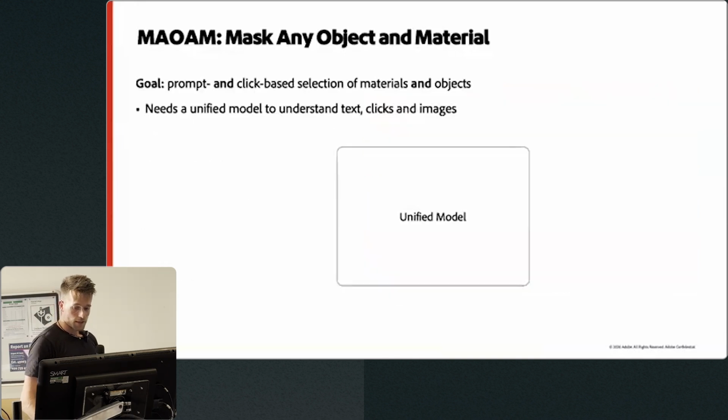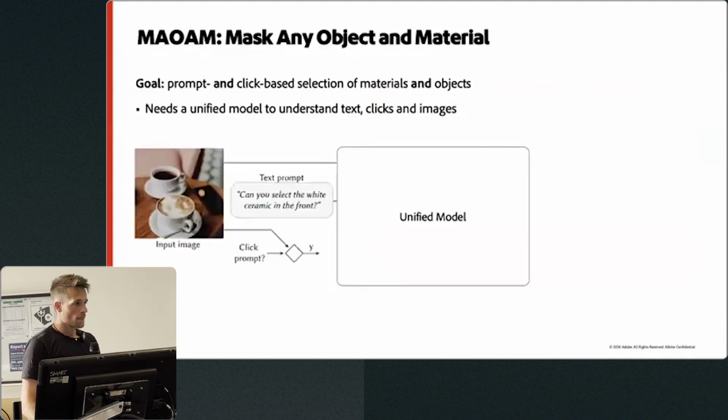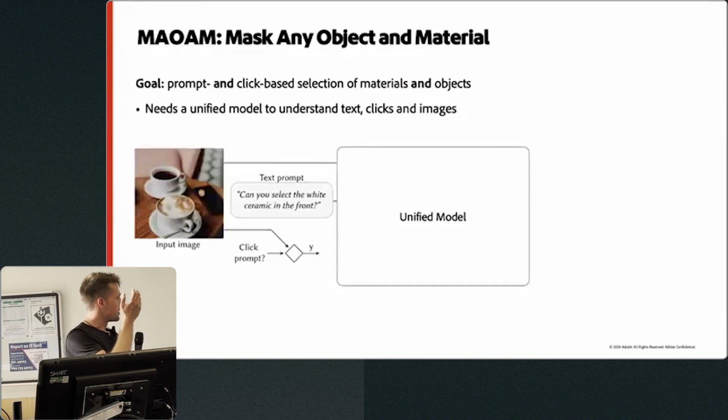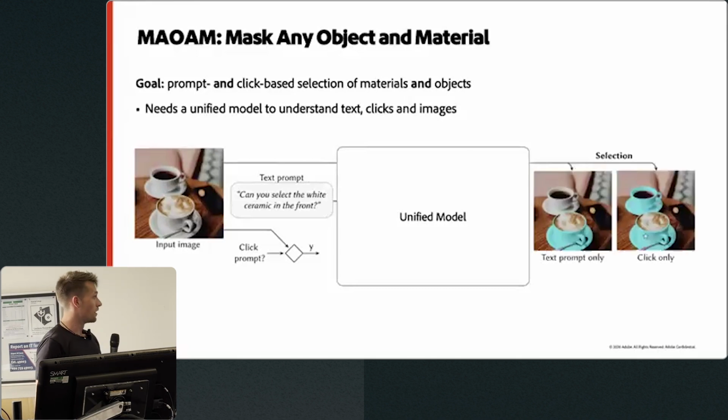If you want a model that understands both clicks and prompts and can output material and object masks, of course you need a unified model that is able to understand all the input modalities you give it. And at the time, what we came up with is this kind of architecture. These are basically the inputs. You have an image and potentially a click overlaid onto the image, and the text prompt. And you have a unified model that produces either the first mask for a text prompt, for the prompt, can you select the white ceramic in the front, or the second image, if you only click here and you want all the ceramic in the image.